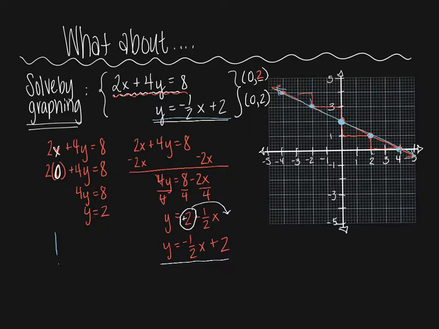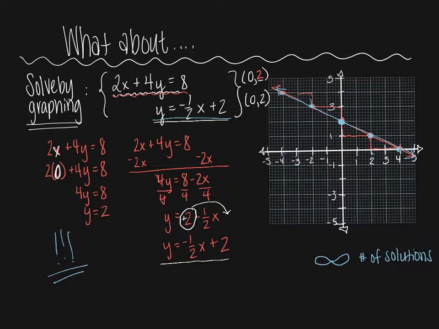Oh my goodness. What do I do? In this case, every solution that they have is the same. There's an infinite number of ordered pairs. Every x and y intersect. Every point's going to be an intersection. So there is an infinite number of solutions.